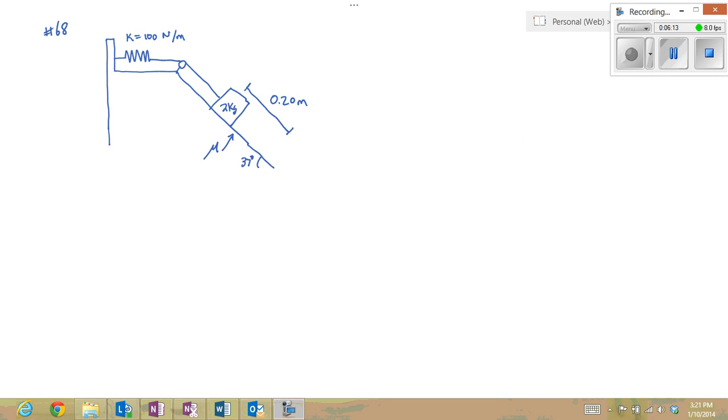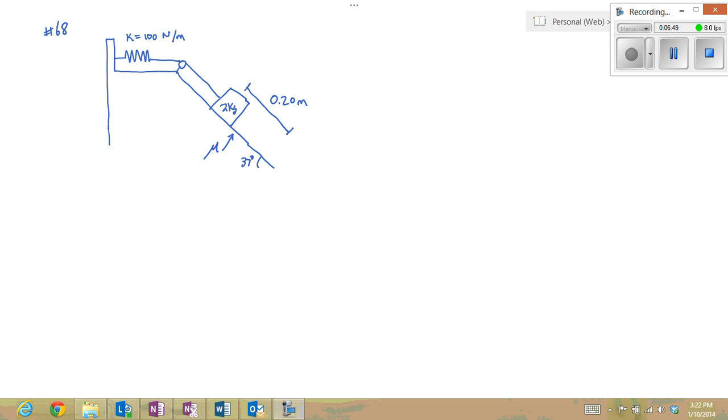Okay, the next problem we're going to look at is problem number 68. We have a 2-kilogram block resting on a plane that starts tied to a relaxed spring. The block is released and it slides down the plane and comes to rest eventually at a new location. The question is, given that the block slides 0.2 meters down the plane, 20 centimeters, and that the spring has a constant of 100 newtons per meter, how large is the coefficient of friction between the plane and the block?